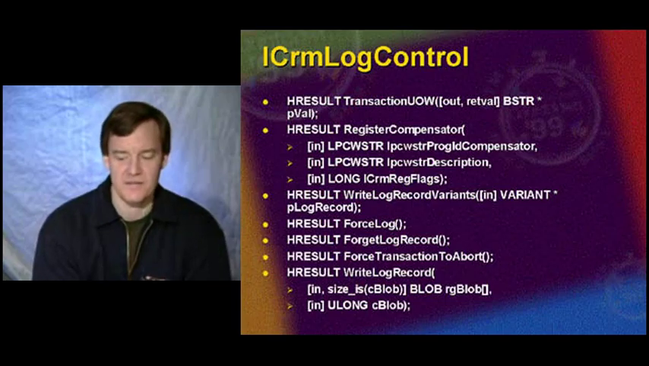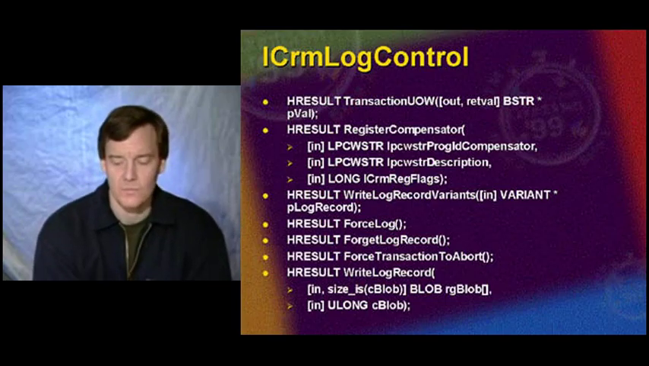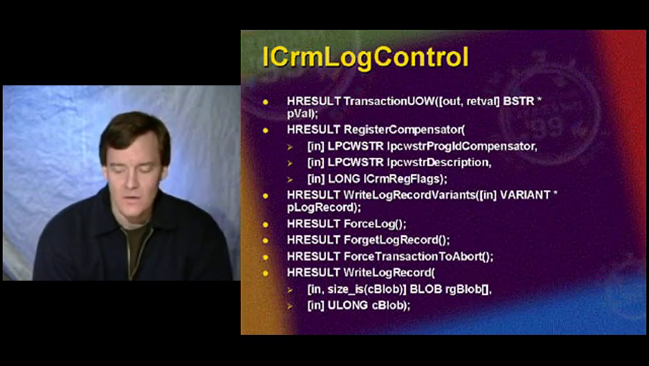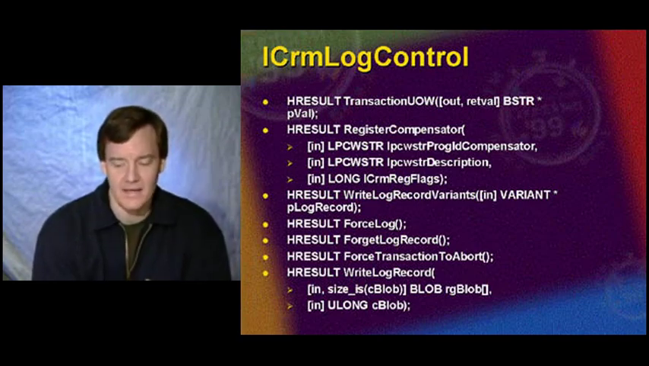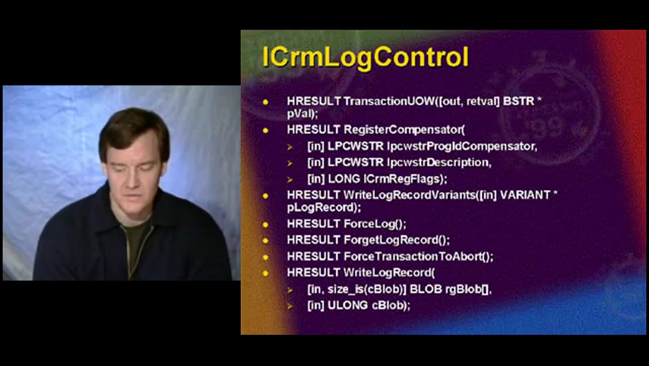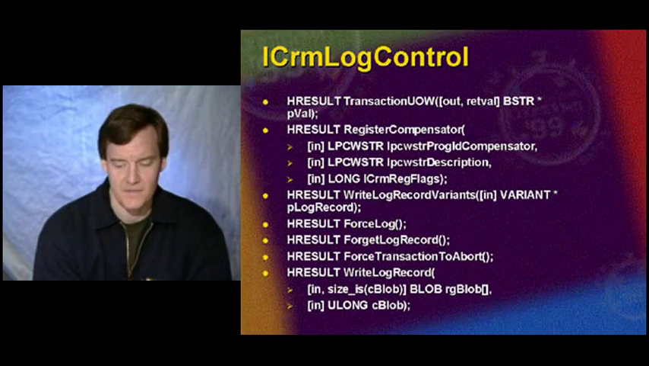Register compensator is the first method that the CRM worker would call, and basically what that method does is it tells us what compensator you want to use, by the prog ID, or we can look up the class ID from that. And you can also provide a description string, which is used by our monitoring tools, and you can provide some flags to give us some options.